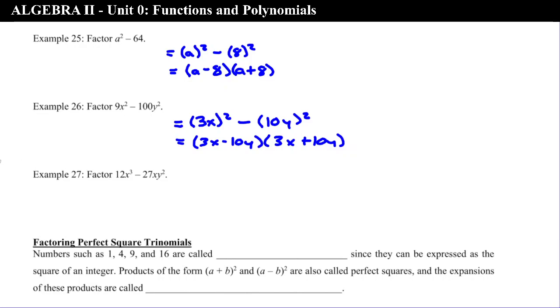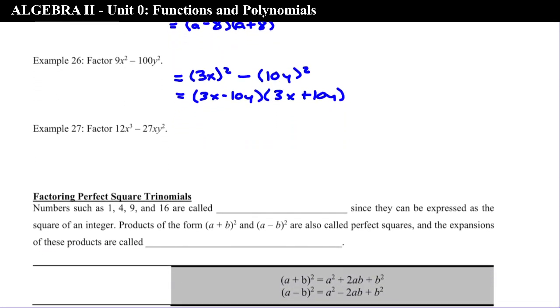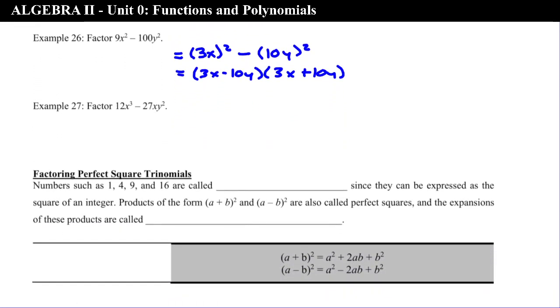Now, you may not have something that's a difference of squares right off the bat. You may have something that you have to factor out first. So that's the case here in example 27. In example 27, you need to factor out a greatest common factor first. Well, what's the biggest number that can go into 12 and 27? Well, that would be 3. So 3 is the greatest common factor there.